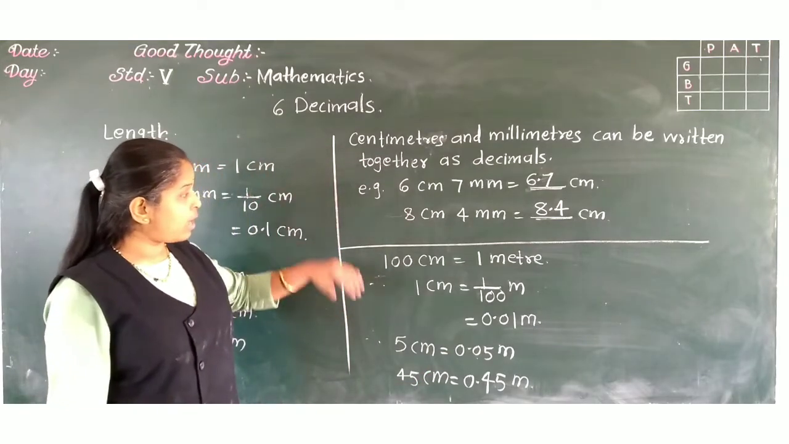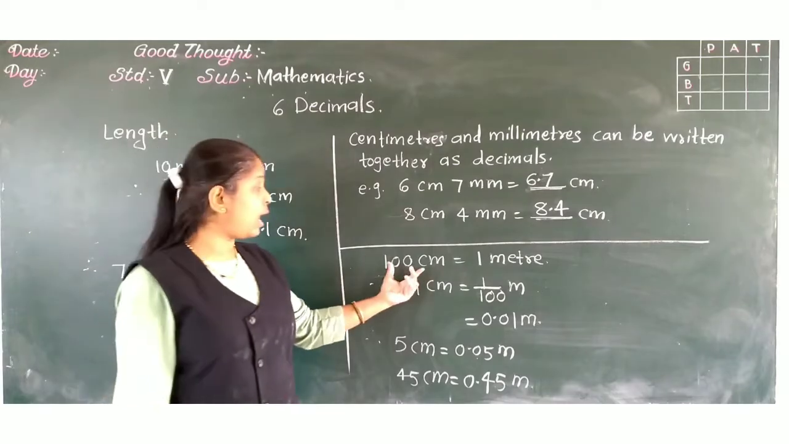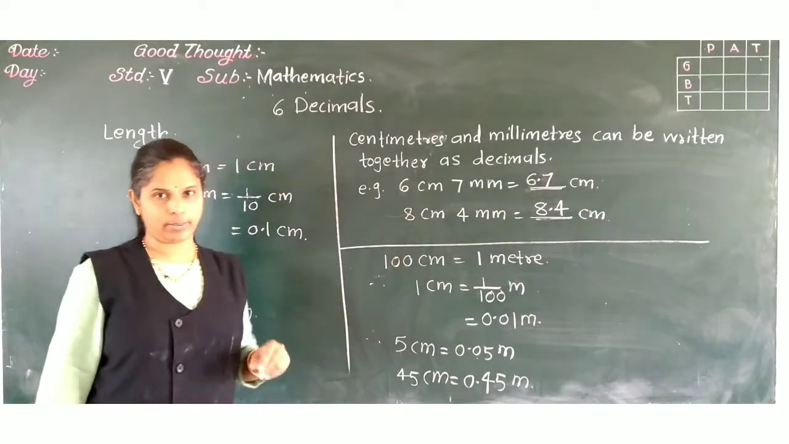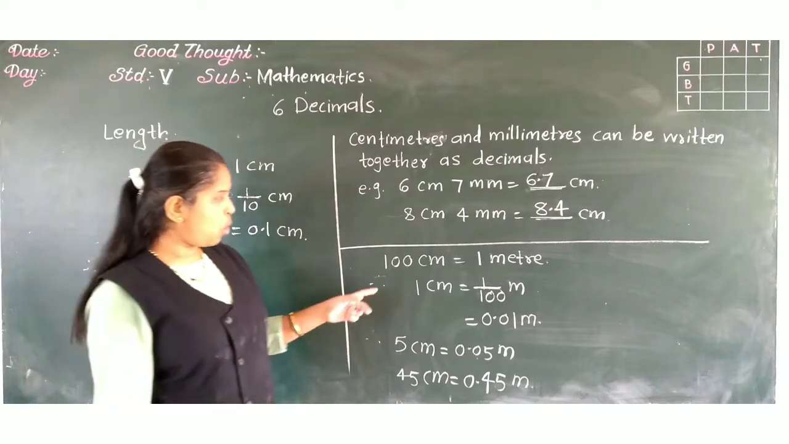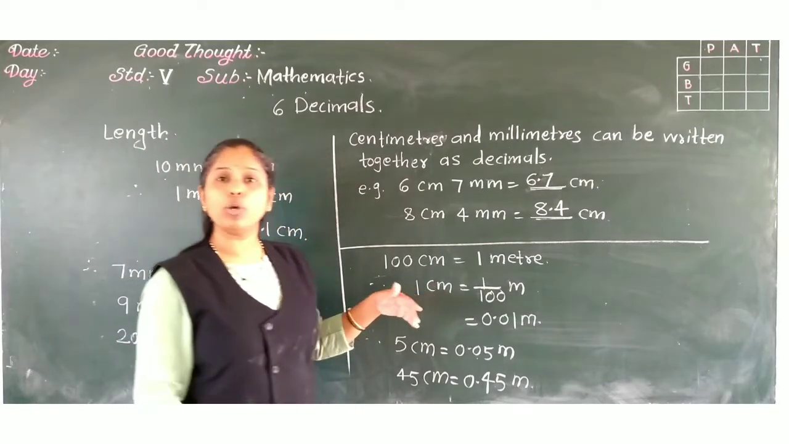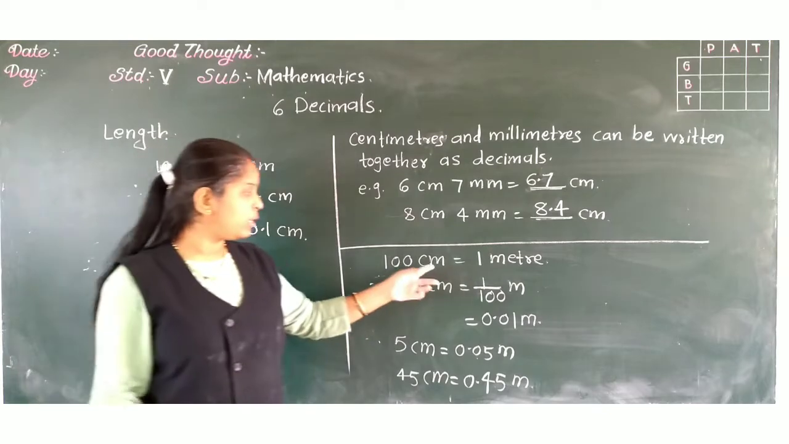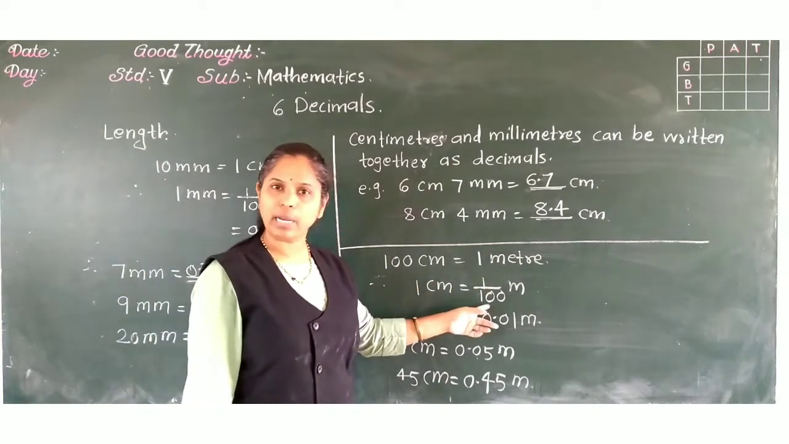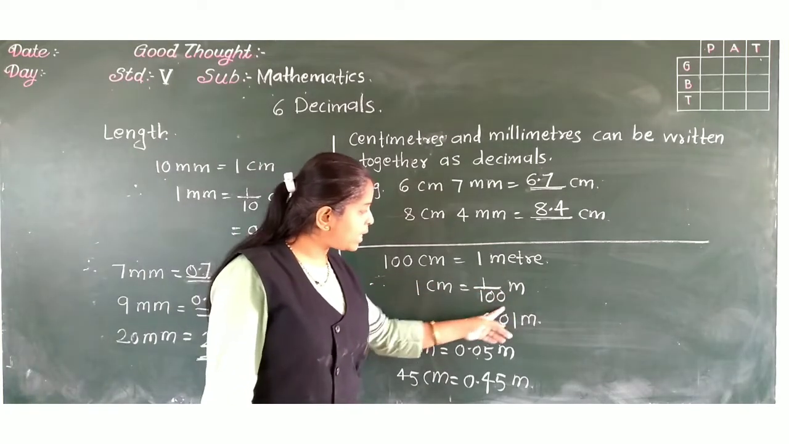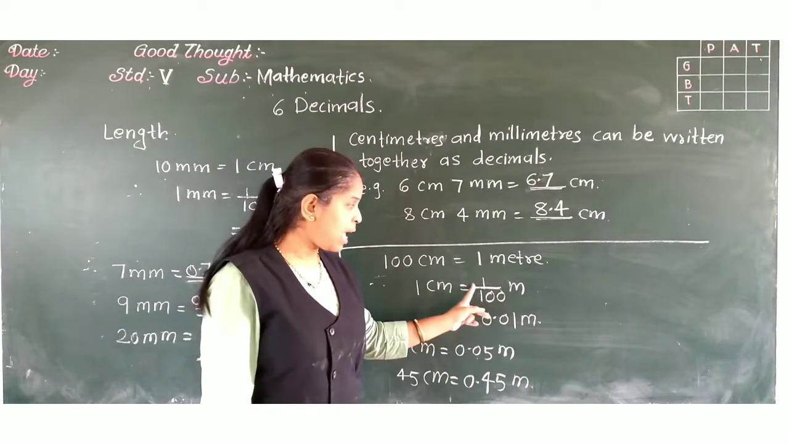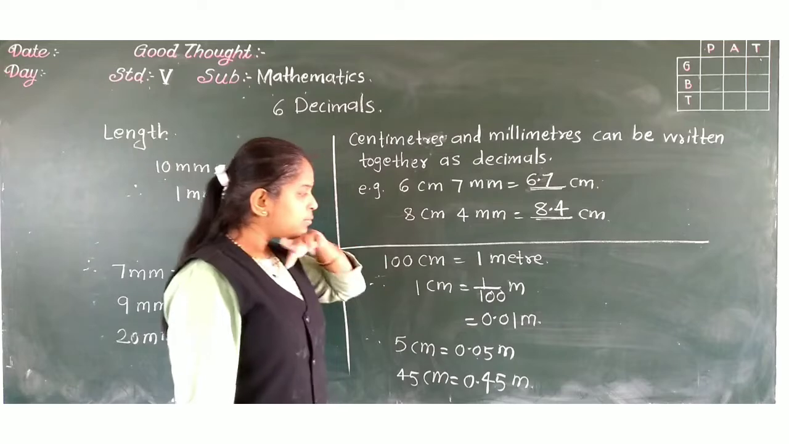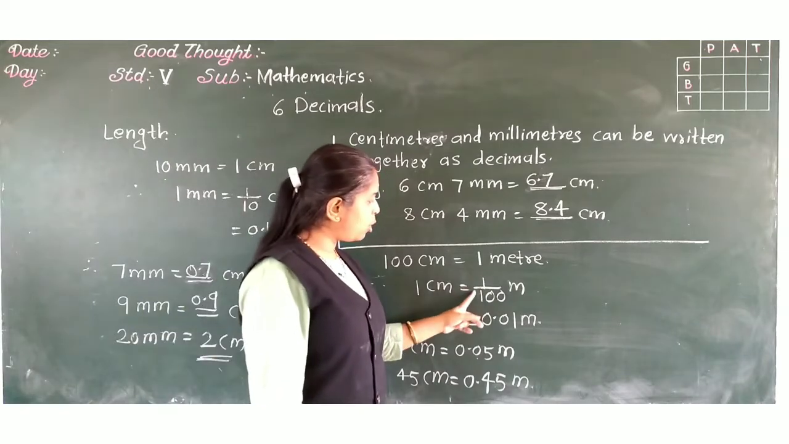Now next, after millimeter and all, see, 100 centimeter makes 1 meter. In 1 meter, how many centimeters are there? 100. So, 1 centimeter is equal to how many meters then? So, divide 1 by 100. That many meters. Now, how to write in decimal form? See, 0.01. This I have already explained. How here the whole part is not there.